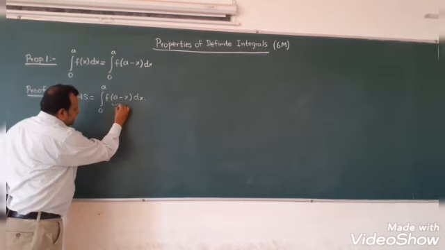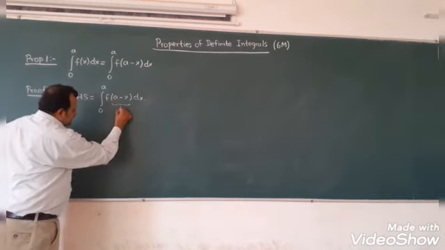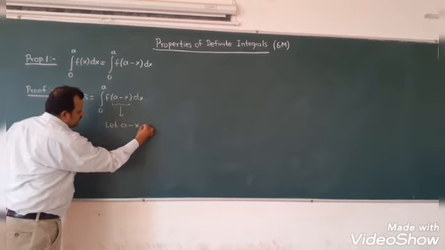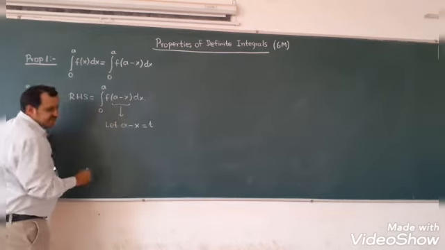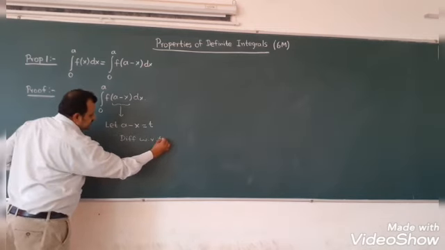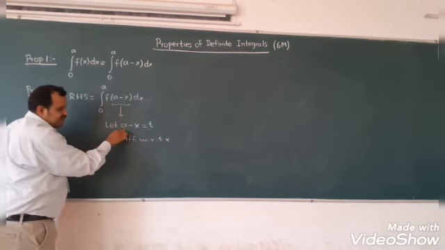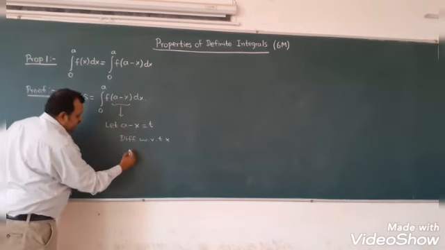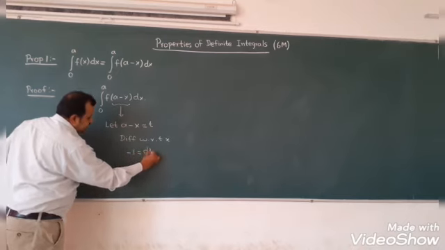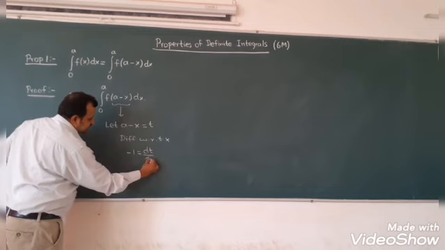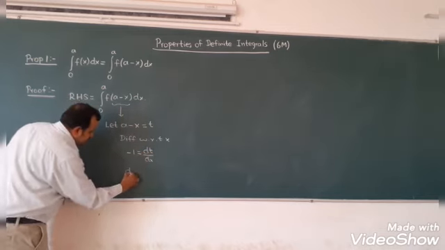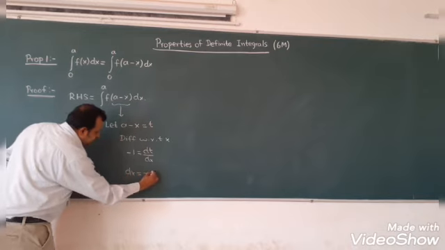Now, see here. This a minus x you assume to be t. So, let a minus x is equal to t. Dx means what? Differentiate both sides with respect to x. So differentiation of a with respect to x is 0, and this gives minus 1 is equal to dt by dx. Now this dx I am shifting to the other side. So dx is nothing but minus of dt.